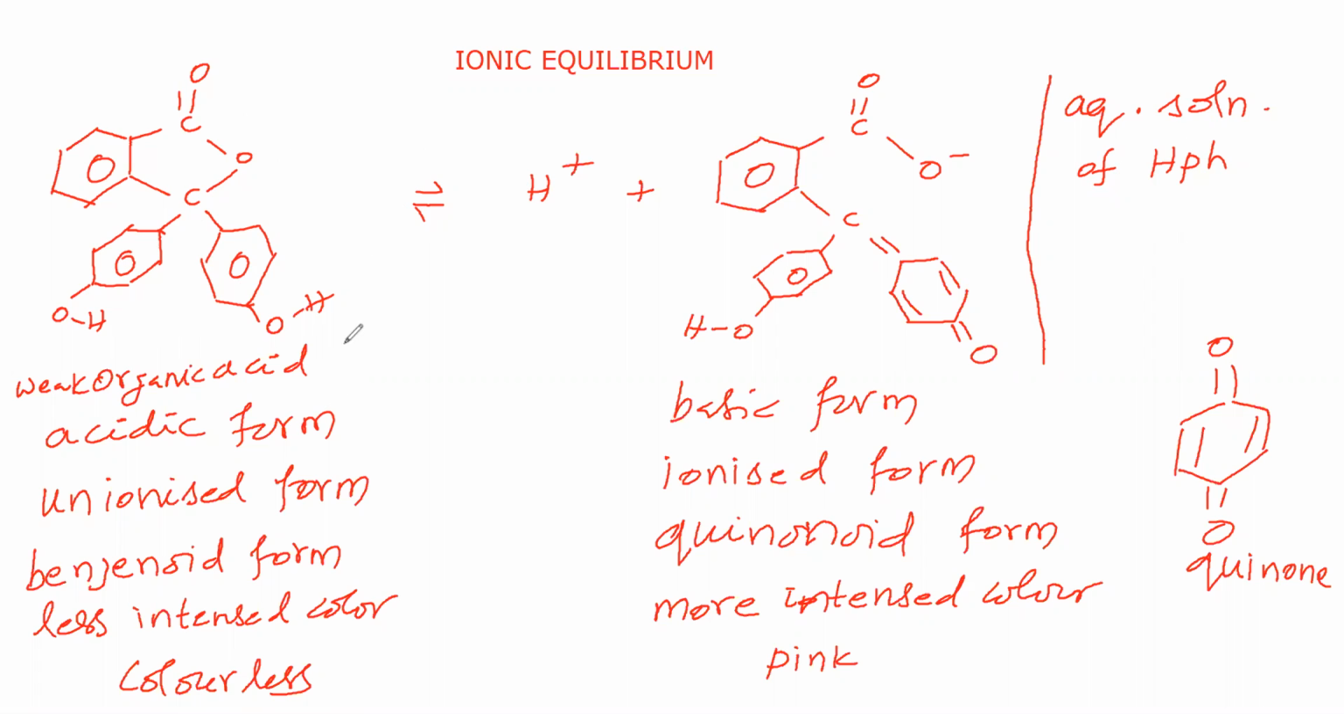Now, let us take an aqueous solution of HCl. How to prepare an aqueous solution of HCl? We will prepare HCl gas. That HCl gas we will pass into water, and we will get an aqueous solution of HCl. This solution is colorless.